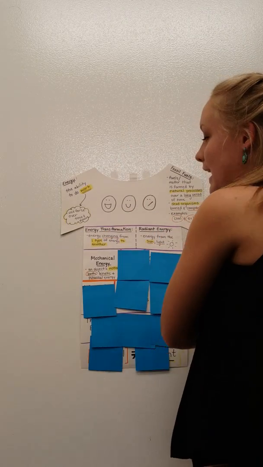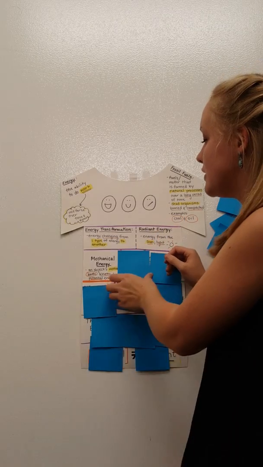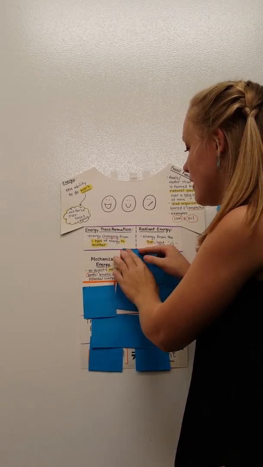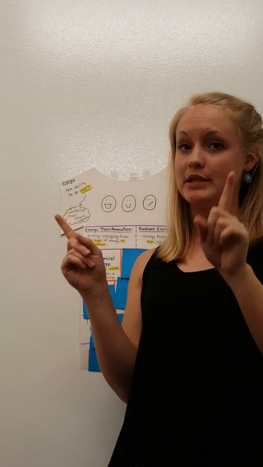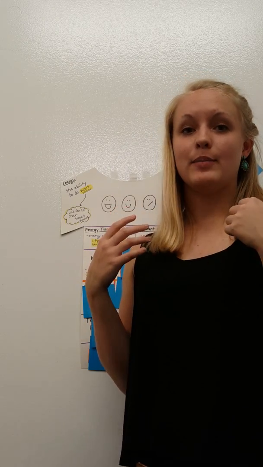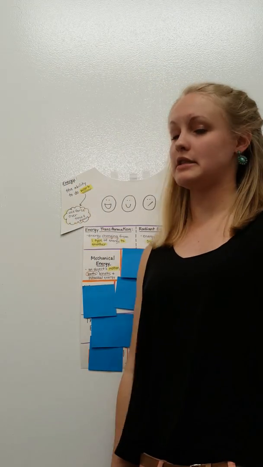Next one is mechanical energy. And mechanical energy is an object's motion, both kinetic and potential energy. So when an object, such as Miss King, I will be your object, I have the ability to walk towards you, or to move back, or just to stand still.